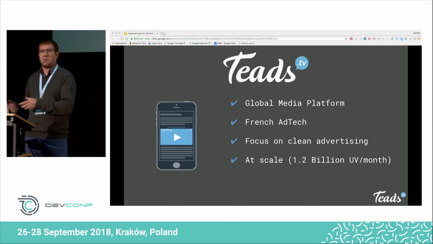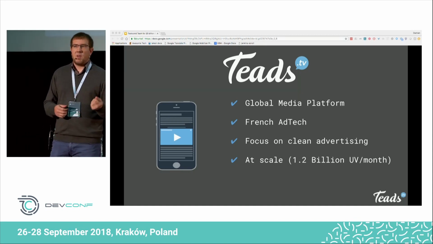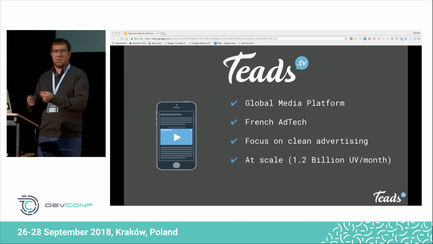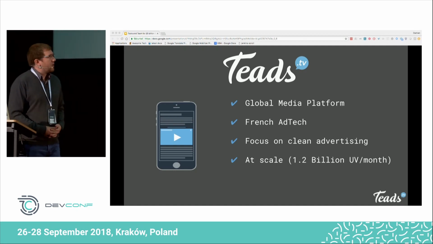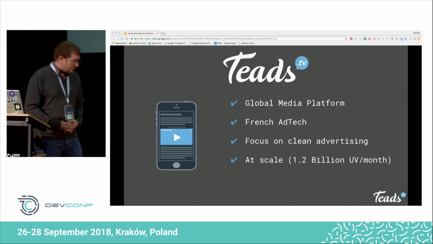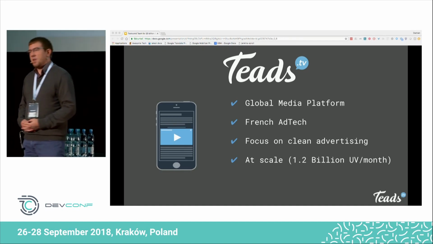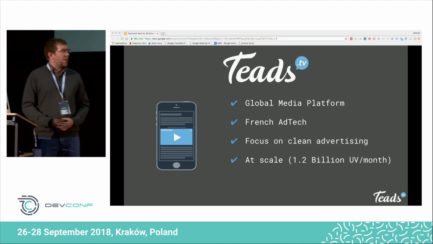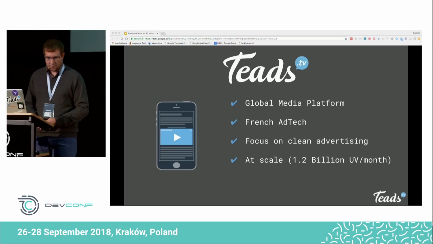We believe that for the internet to remain free and open, advertising is necessary, but it doesn't have to suck. So we work hard in order to make advertising suck less and be as clean as possible, as good as possible. And we do this at scale. Our cumulative reach every month is about 1.2 billion different people. So a lot of the internet population. And this is where the 20 billion page views per month come from.